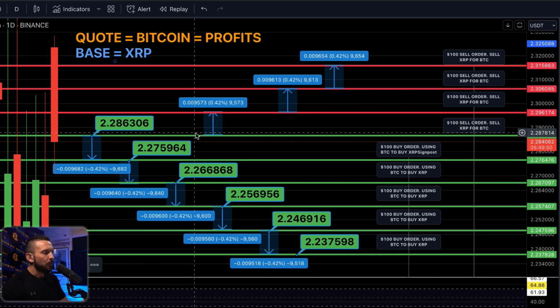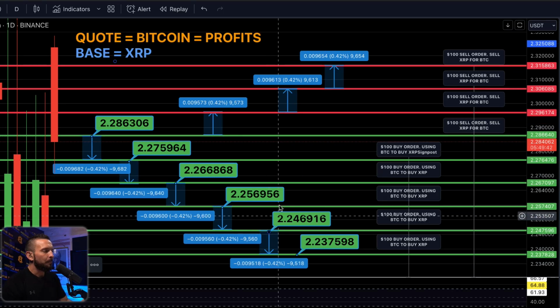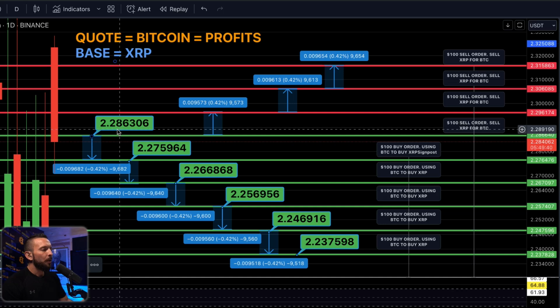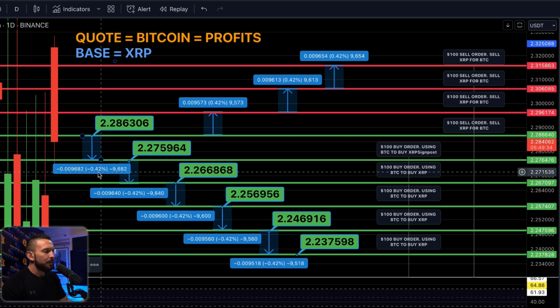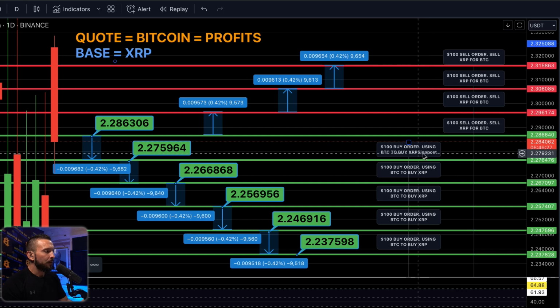If you were taking a look at how the grids would be set up, I made them identical to what they are in our setup, but obviously I've only shown about 5 or 6 here. And on ours, there's actually like 98 grids. But let's just take a look at a percentage of this chart. So what you're seeing here is we started this bot right here at $2.28. So when price comes down by 0.042%, it is going to buy $100 worth of XRP.